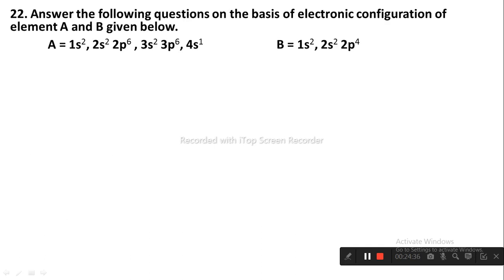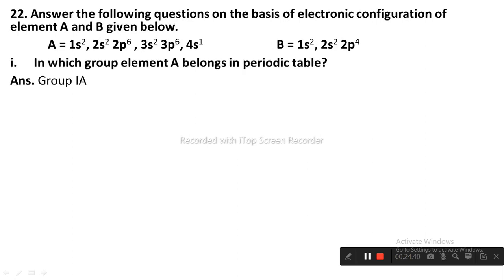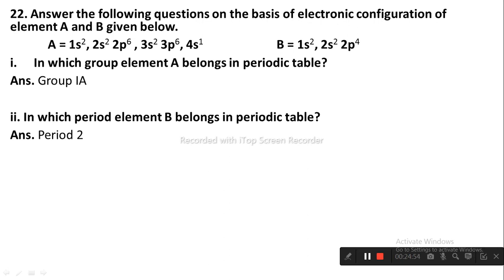Answer the following questions on the basis of the electronic configuration of elements A and B. In which group does element A belong in the periodic table? A belongs to group 1A, as it has one electron in its valence shell. In which period does element B belong in the periodic table? Since the last electron is in the 2p orbital, element B belongs to the second period.